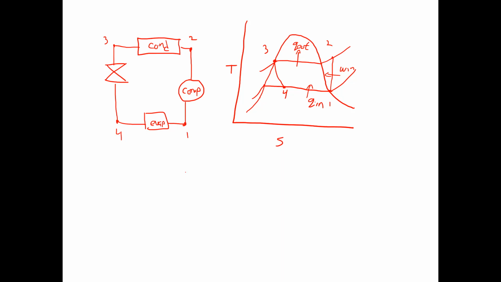Let's look at the throttling device. If you remember, a throttling device is a device that takes in refrigerant. We'll call this state 3, the state going into the expansion valve, and coming out at point 4, going into the evaporator.